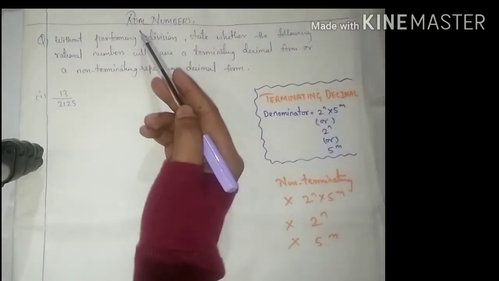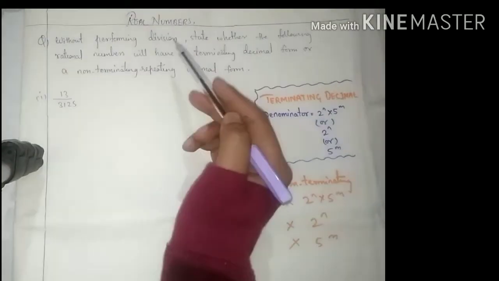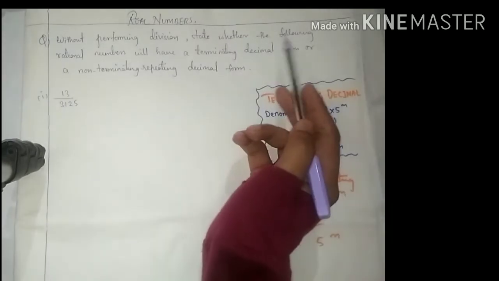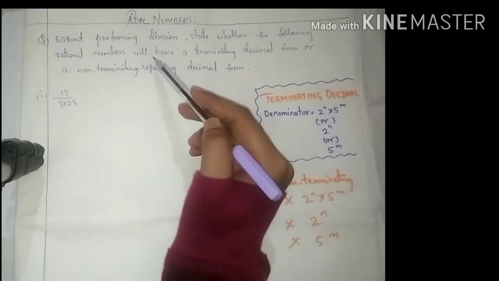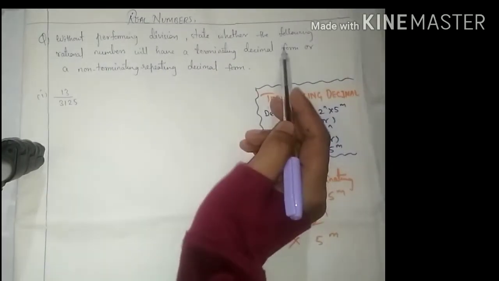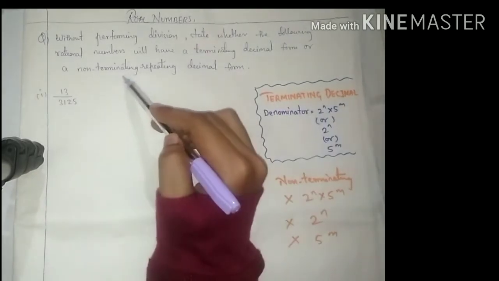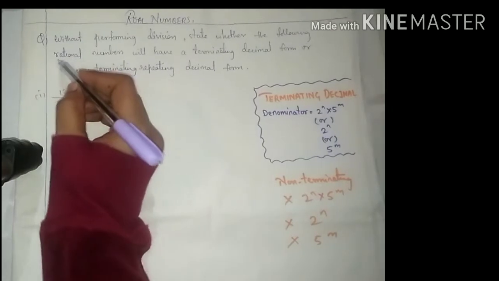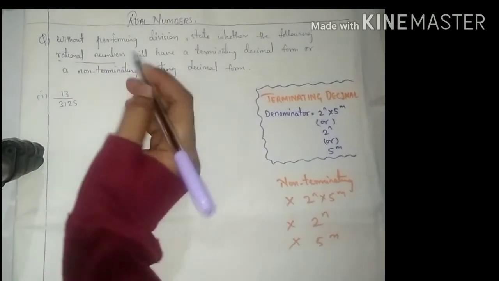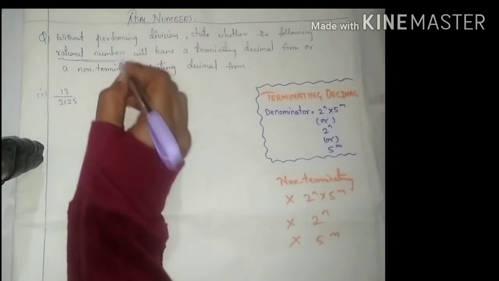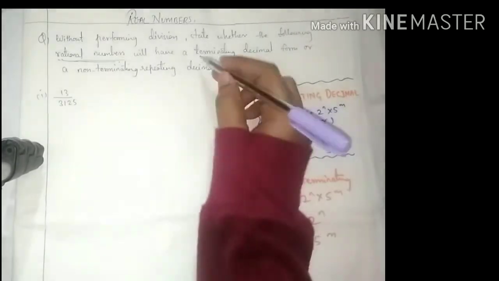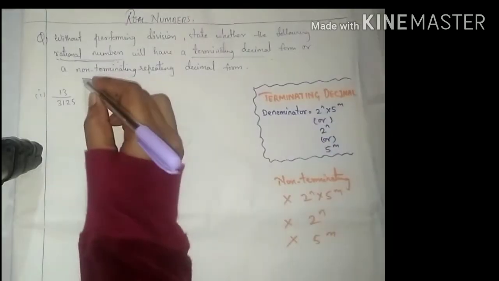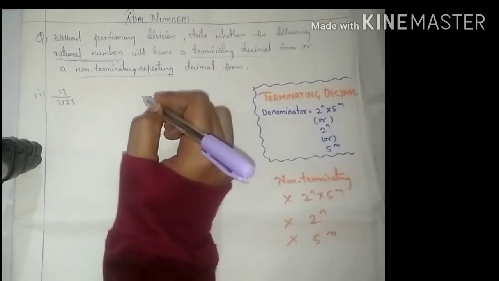Today's topic is real numbers. Our question is, without performing division, state whether the following rational numbers will have a terminating decimal form or non-terminating repeating decimal form. So here rational numbers are given, and we have to find whether these rational numbers have a terminating decimal form or a non-terminating decimal form.